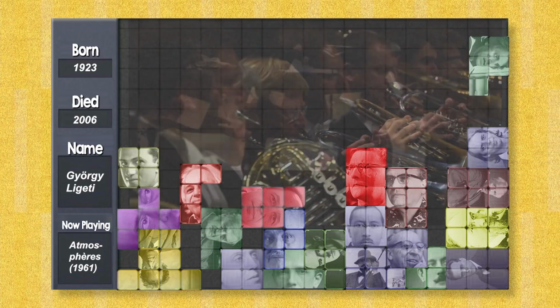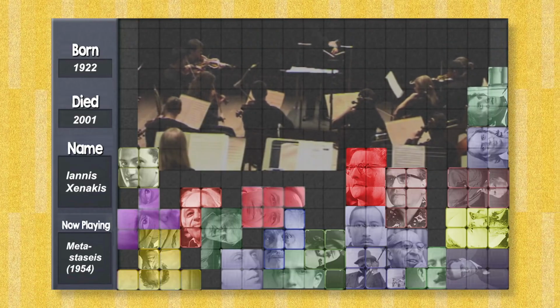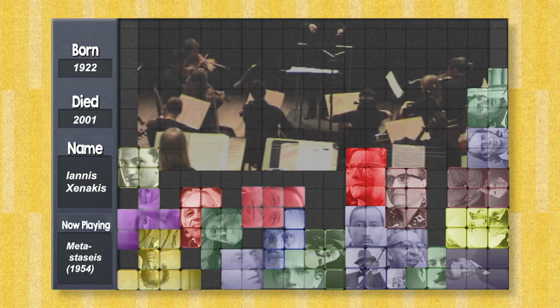And Xenakis reimagined architectural ideas in aural form. But eventually the leaders of this avant-garde found their certainties gradually fading.